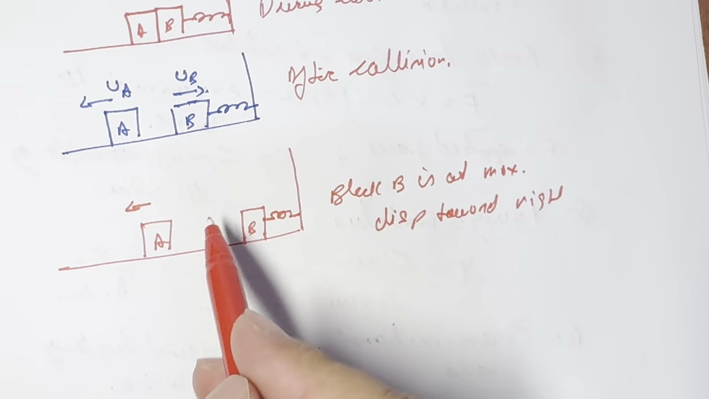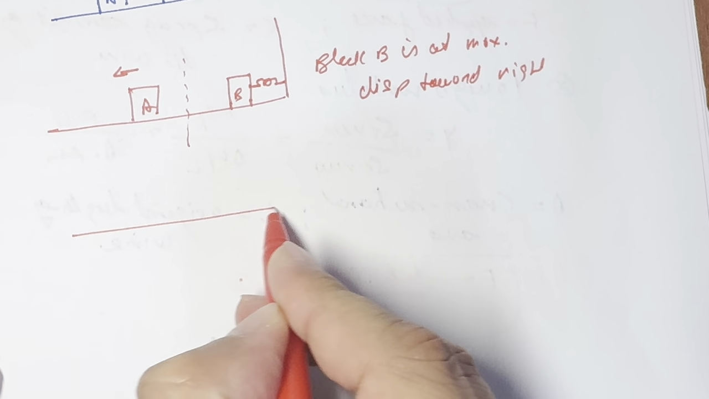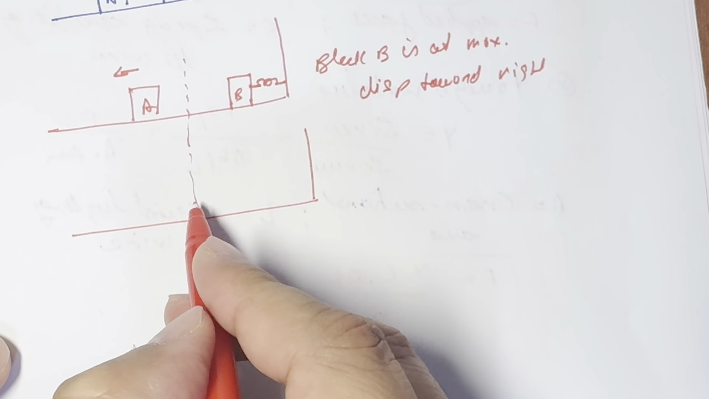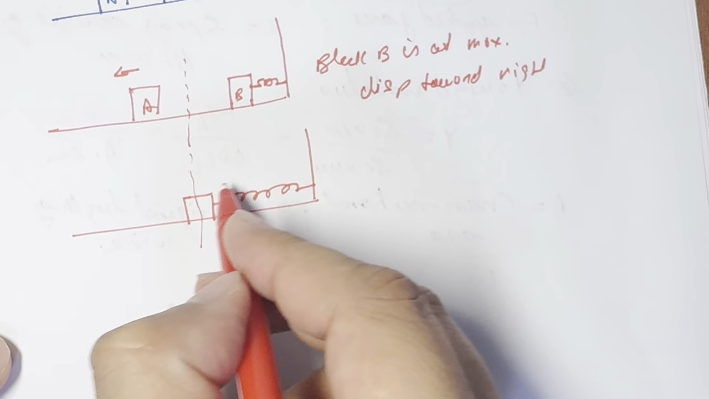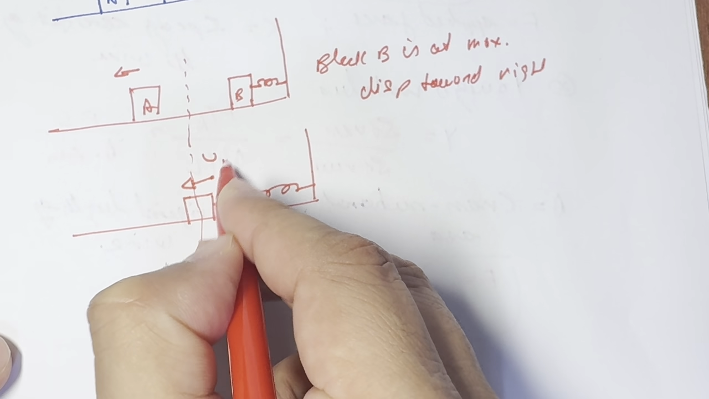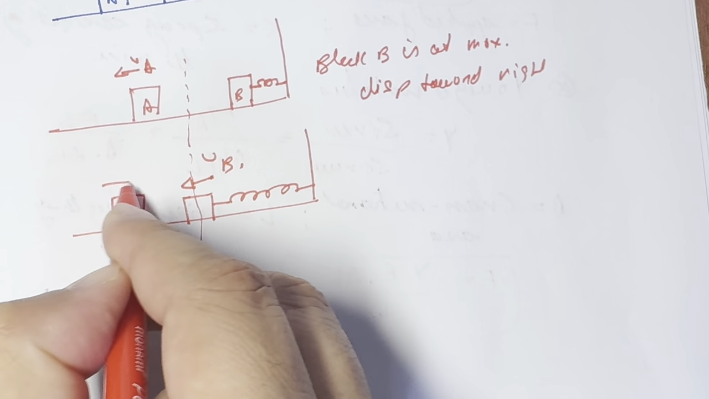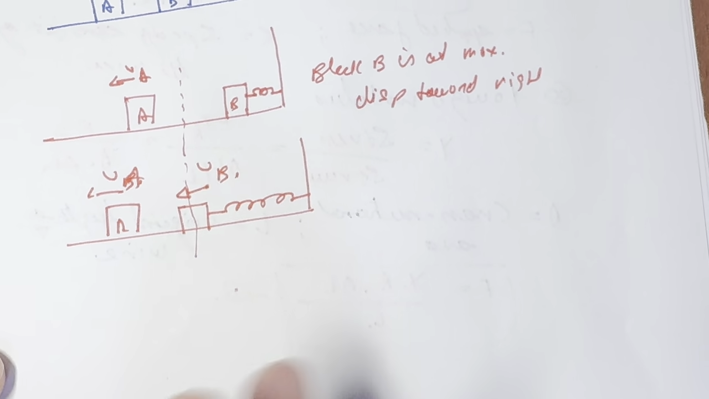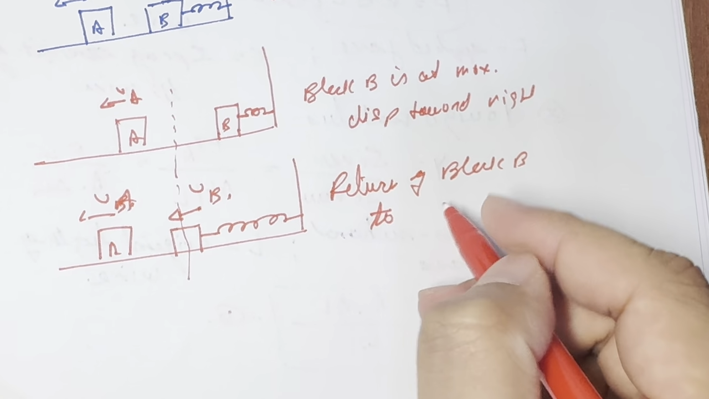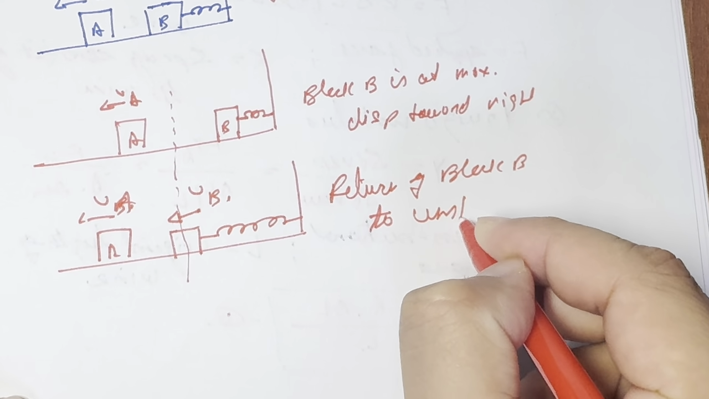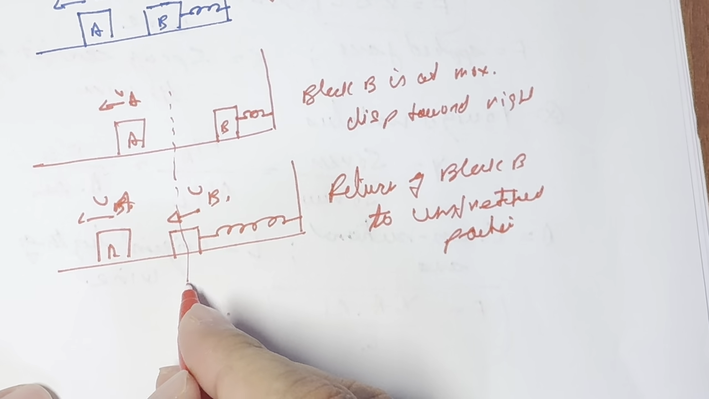Now, if this is the mean position, that is the initial position of block B, then the question asks the first time block B will return to its mean position such that the spring is unstretched. For this, block B will be traveling in this direction with the velocity VB. We will change the sign later. And block A is still traveling with velocity VA. So this is the return of block B to the unstretched position. This is the unstretched position for block B.